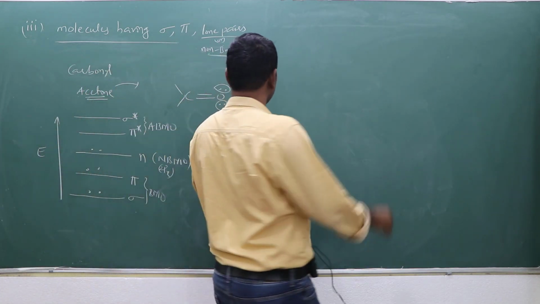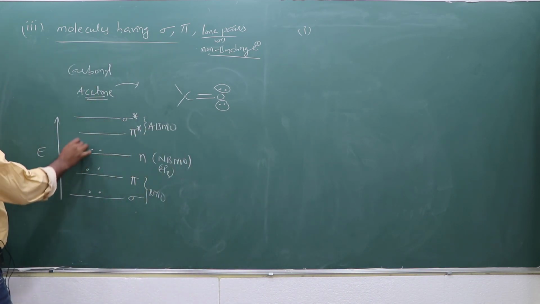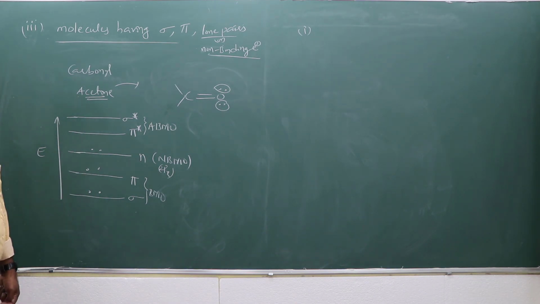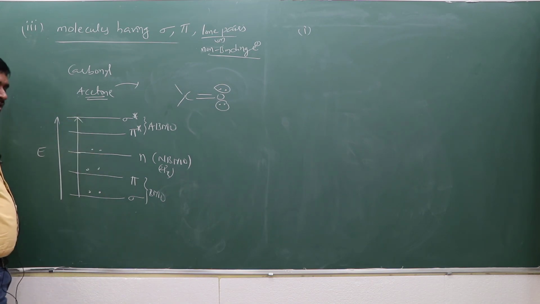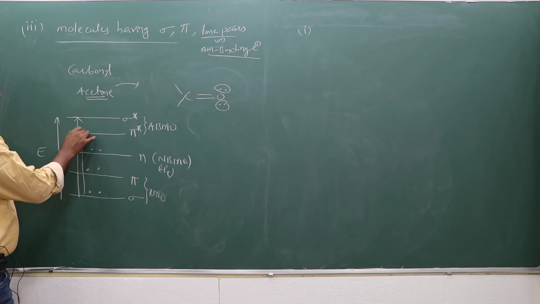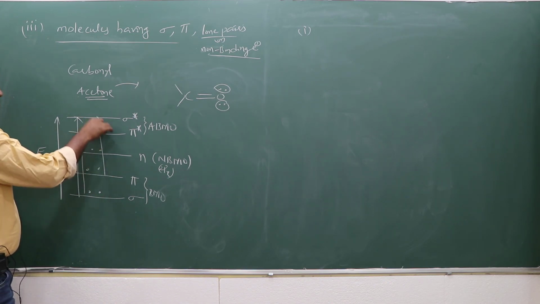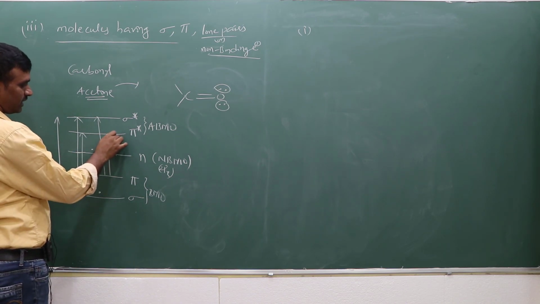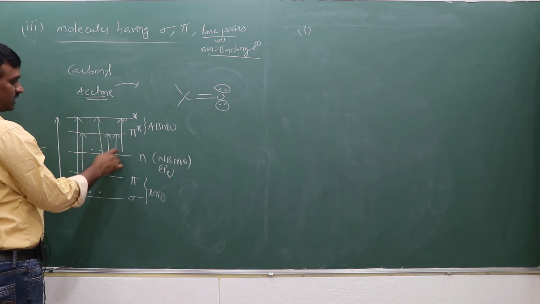Which one is possible? Listen, the possibilities. In the generalized case, bonding to anti-bonding is possible, and non-bonding to anti-bonding is possible. First, sigma to sigma star, sigma to pi star, pi to sigma star, and pi to pi star, which are bonding to anti-bonding. Next, non-bonding to anti-bonding: n to sigma star and n to pi star.